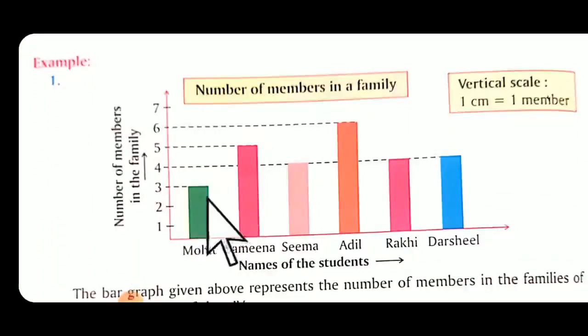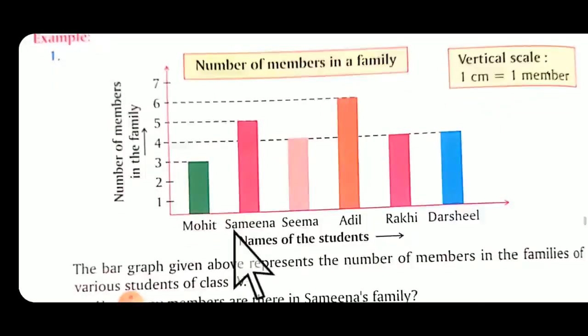Bar graphs are in the form of pillars. You see in the construction of a building they use pillars, no? So we say that it is pillars. So one thing we have, okay, the vertical scale. This is horizontal and this is vertical. They have given the names of the students: Mohit, Samina, Seema, Adil, Rakhi and Darshil.